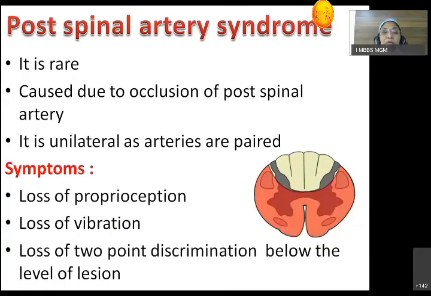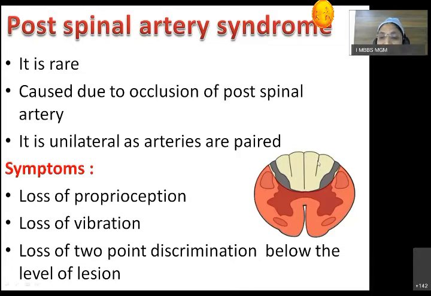Now let us come to the posterior spinal artery syndrome. It is very rare because the posterior spinal arteries are two in number, and again they give collateral arteries. So it is very rare. And if it occurs, what will happen? The posterior spinal artery supplies the posterior one-third of the spinal cord. In the posterior one-third, there is the dorsal column system, the dorsal column tracts: tract of Gall and tract of Burdach, fasciculus gracilis and fasciculus cuneatus.